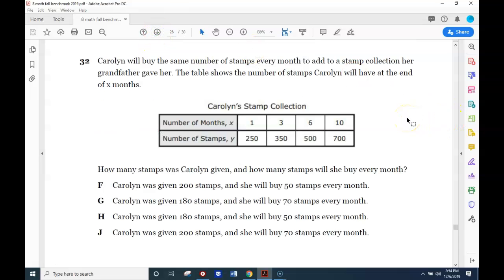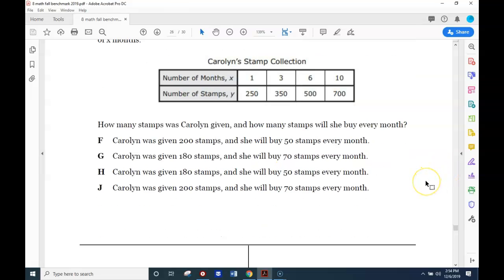Number 32. Carolyn will buy the same number of stamps every month to add to a stamp collection her grandfather gave her. The table shows the number of stamps Carolyn will have at the end of X months. Carolyn's stamp collection, number of months X: 1, 3, 6, 10. Number of stamps Y: 250, 350, 500, 700. How many stamps was Carolyn given and how many stamps will she buy every month?